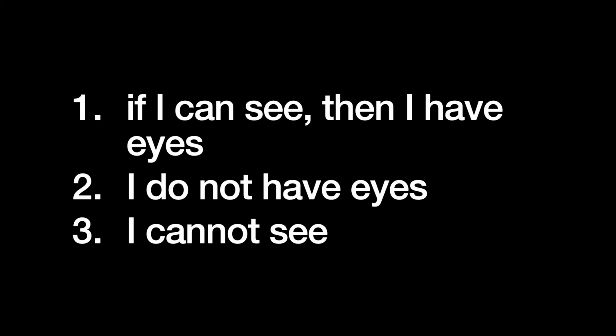Now the argument form involved is a modus tollens argument. And that argument form is ubiquitous. You can use it to talk about any kind of thing. So take the following modus tollens argument. If I can see, then I have eyes. That's the first premise. I do not have eyes. That's the second premise. And so the conclusion is, I cannot see.